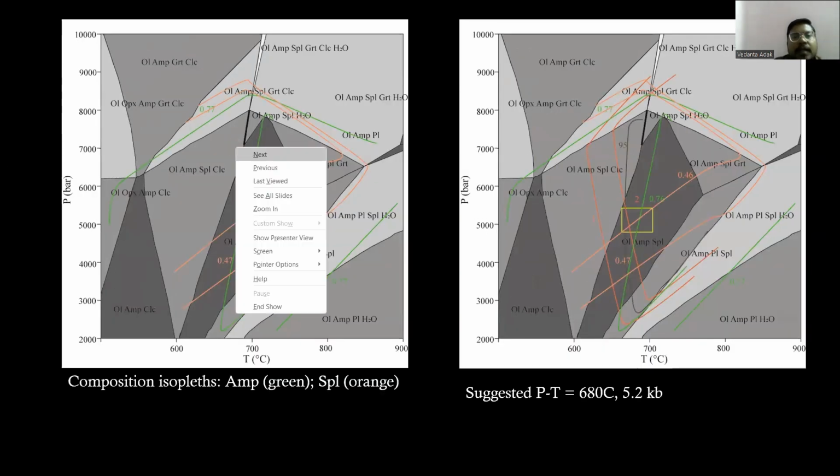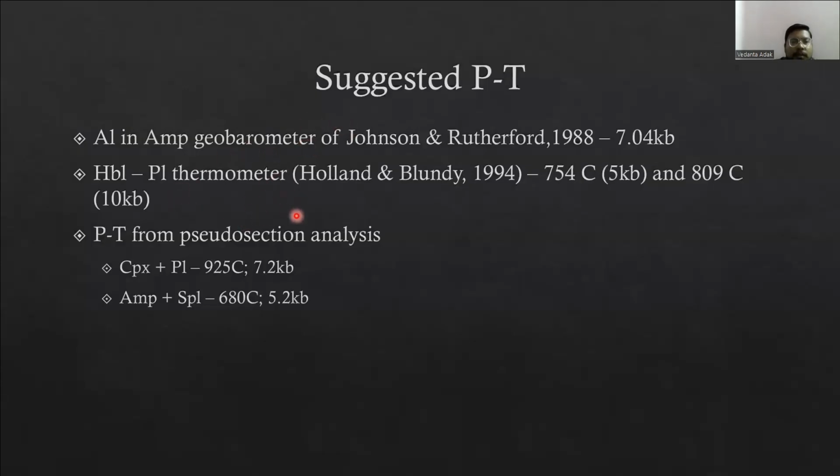So finalizing the PT from geothermobarometry and pseudosection, we can see that the anhydrous reaction is taking place at a very high temperature of 925 degrees and 7.2 kilobar. And the amphibole plus spinel is possibly forming somewhere between 650 or 680 to 750 degrees and around 5 kilobar, we think.